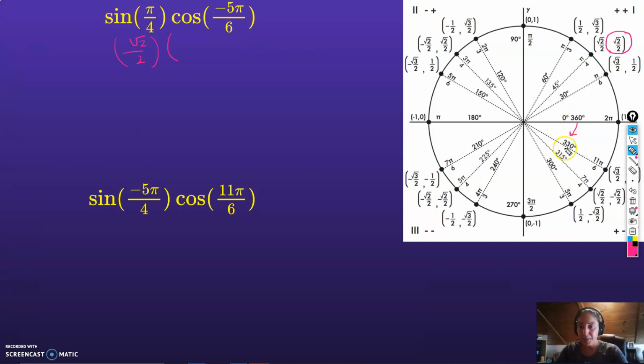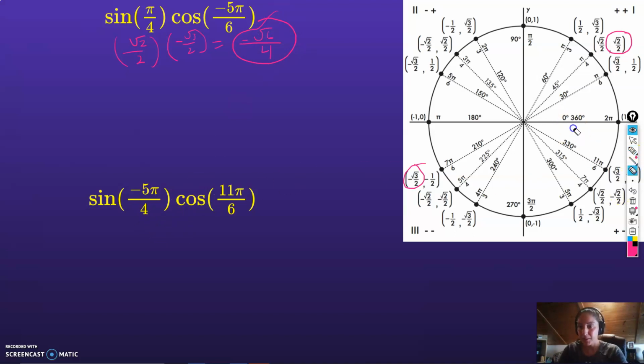This is negative pi over 6, negative pi over 4, negative pi over 3, negative pi over 2. Negative 2 pi over 3, negative 3 pi over 4. This here is negative 5 pi over 6. So this is negative 5 pi over 6 here. I'm just counting backwards. We're taking the cosine. So negative root 3 over 2. Multiply these guys together. Root 2 times root 3. That'll be negative root 6. 2 times 2 is 4.